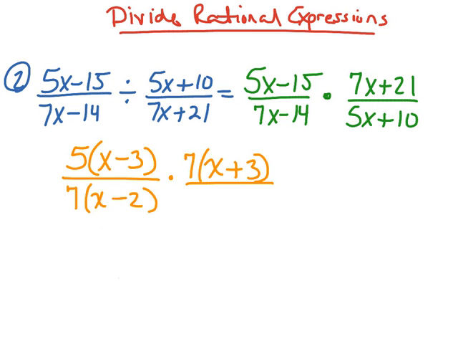And then I'm going to go down to the denominator and I'm going to factor it. 5x plus 10. The GCF there is 5. And if I multiply 5 times x, I get the 5x. And if I multiply 5 times 2, I get a 10. So at this point, I've factored both my numerator and denominator for both of my rational expressions.